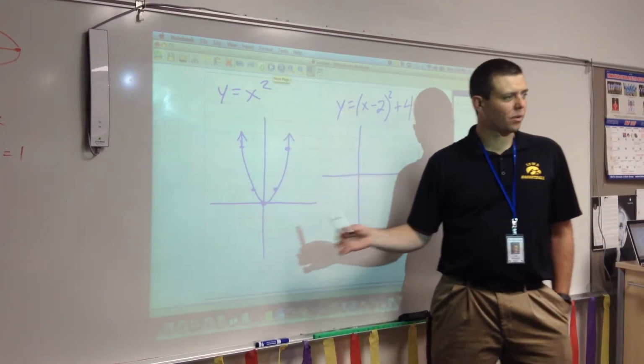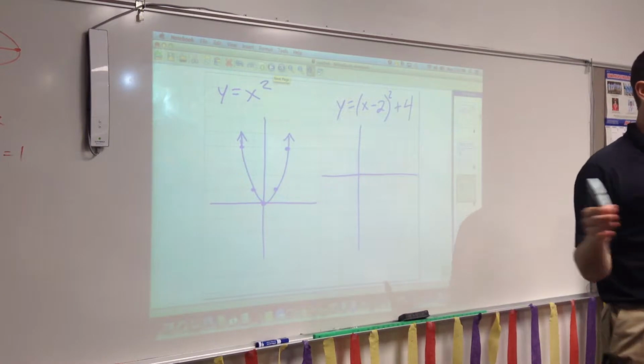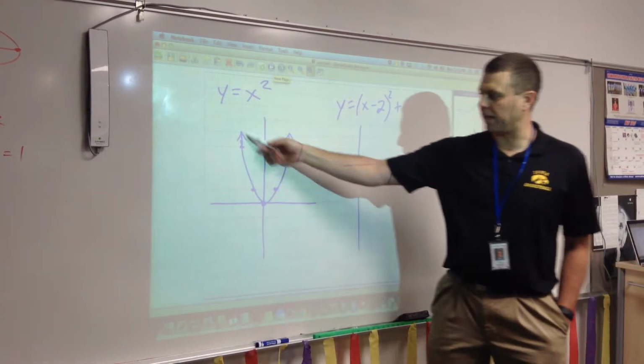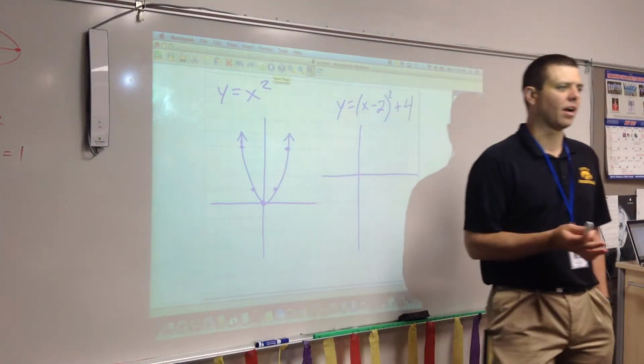Alright, y equals x squared. Write down as much as you feel like you need here, guys. I'll go pretty quick through this. Y equals x squared, that's our parent function. I think most of us would know how to graph y equals x squared.